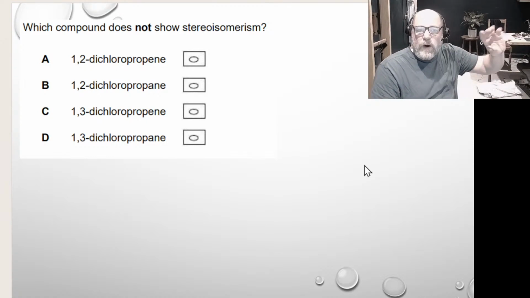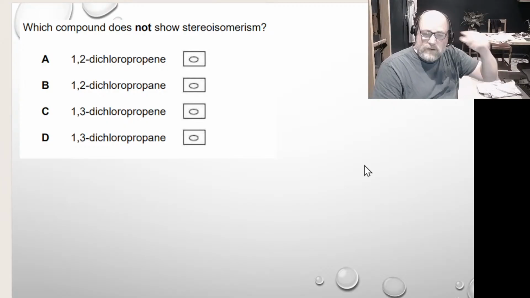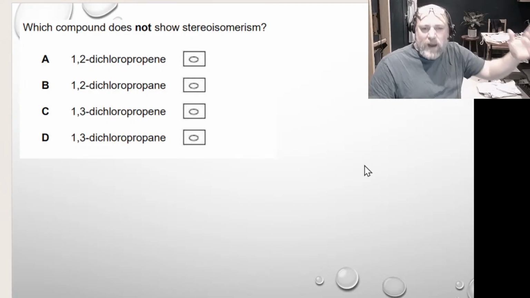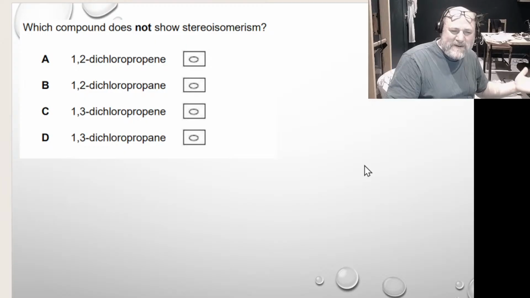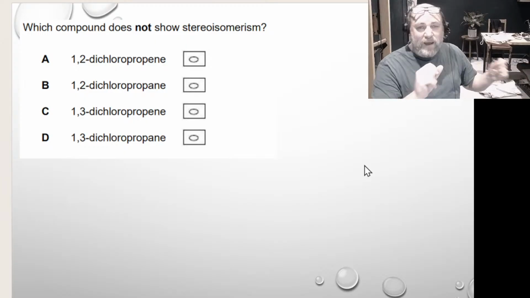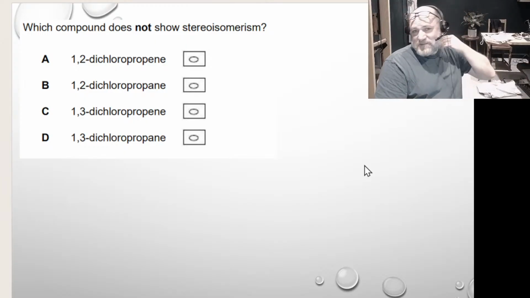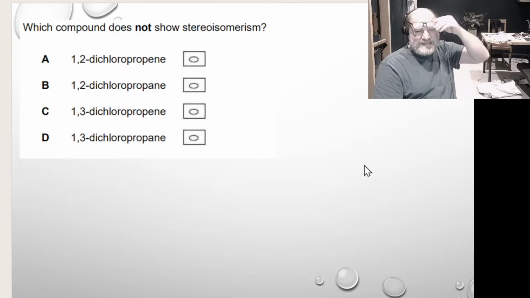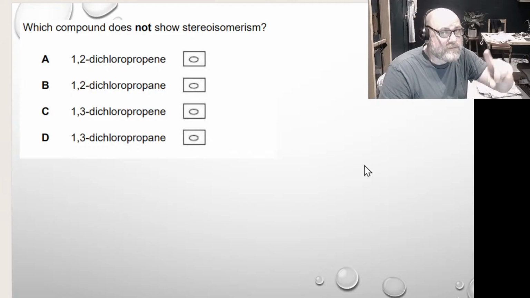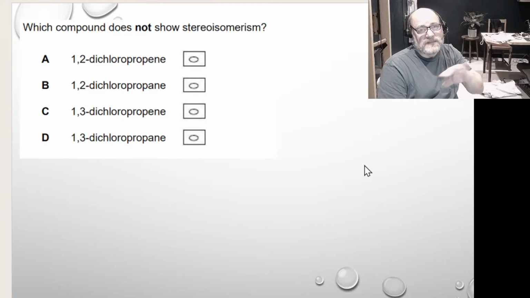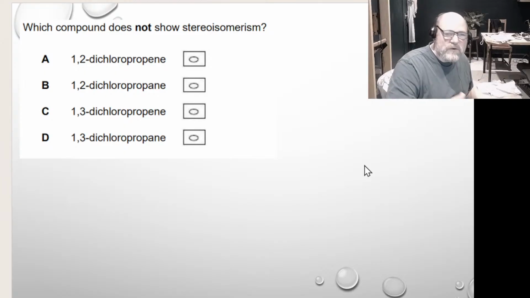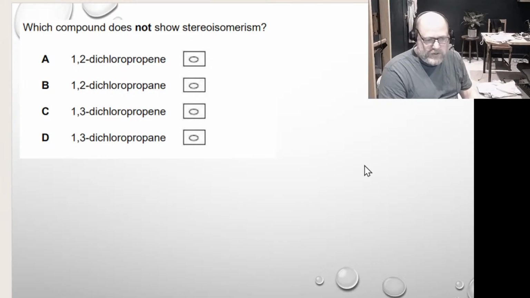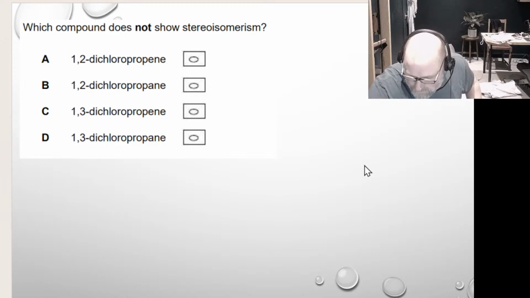So, one of these compounds cannot do stereoisomerism. Oh, by the way, stereoisomerism can include optical isomers, which are the enantiomers, the mirror images. But you would have to work that out. Oh, gosh. Which one can't do stereoisomerism?